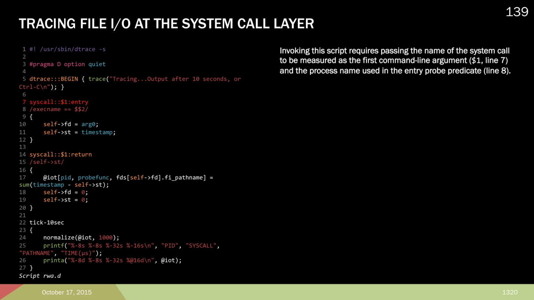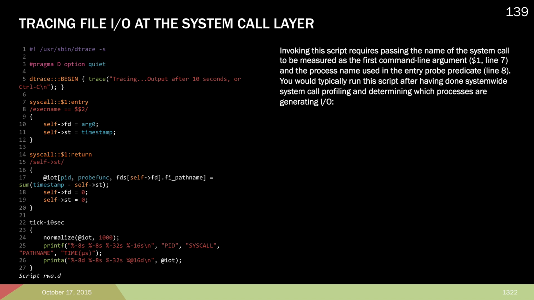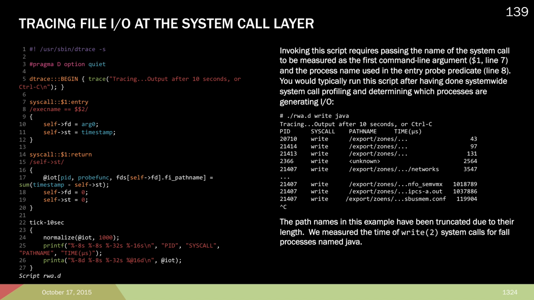Invoking this script requires passing the name of the system call to be measured as the first command line argument, $1, line 7. And the process name is used in the entry probe predicate. You would typically run the script after having done system-wide system call profiling and determine which processes are generating I/O. The path names in this example have been truncated due to their length. We measured the time of write system calls for all processes named java.